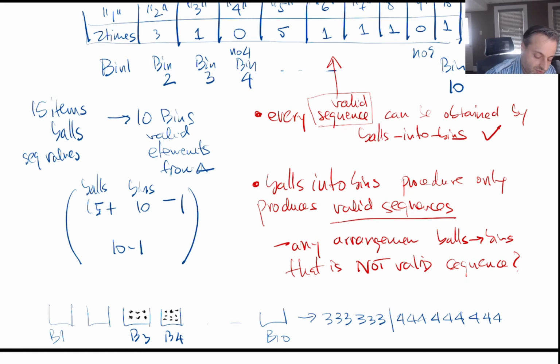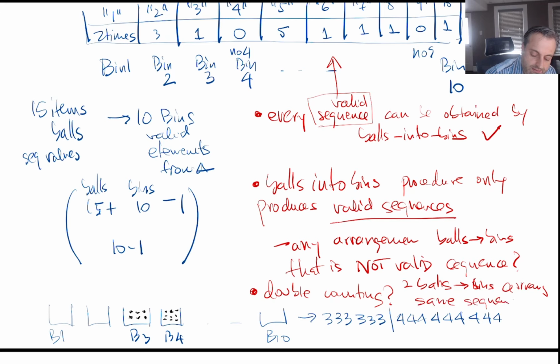And then the last thing we want to check is any double counting. That is, are there 2 balls into bins arrangements that actually are the same sequence? So of course we have to avoid that, or if it's not avoidable, then we have to subtract that number. But in here we check this and we check this and we check this, and then it's a one-to-one map between balls into bins and the sequences. So the answer will be this combinatorial value.